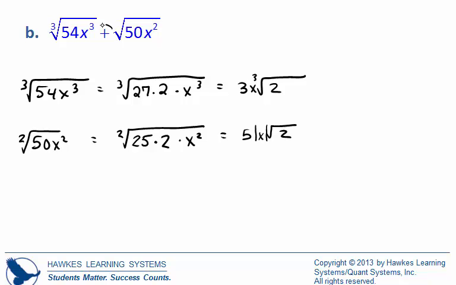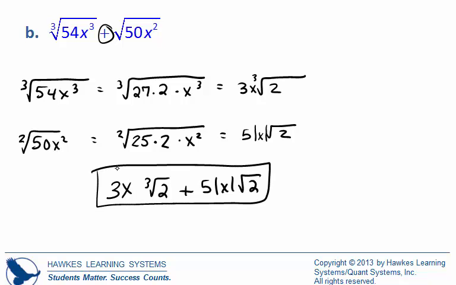And so we're going to put our two expressions together with a plus. So I have 3x times the cubed root of 2 plus 5 times the absolute value of x on the square root of 2. And we can leave our final answer that way. Okay, and we cannot combine these radicals because they are not exact terms. This is a cubed root and this is a square root.